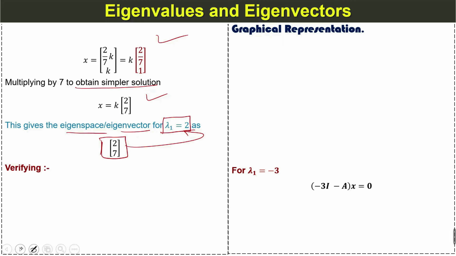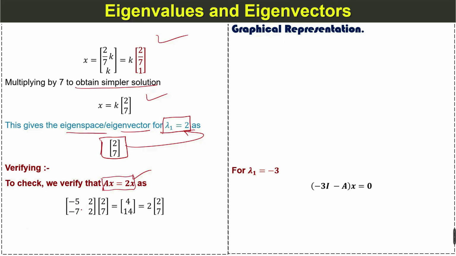Now we verify our solution. Is that correct or not? To check, we verify that the product of this will be equal to 2 times the original vector, that is the eigenvector. This is the matrix A, this is the eigenvector, and after multiplying we get this one, and this is equal to 2 times the original vector, the eigenvector. So the eigenvector is correct.